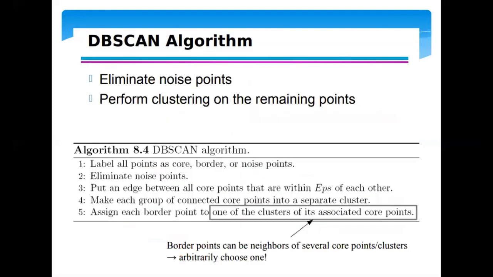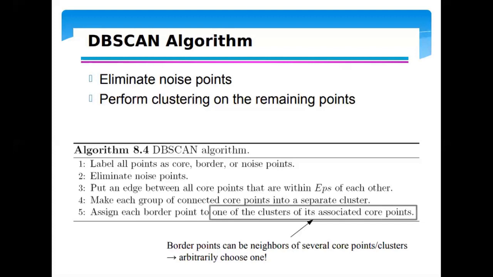Coming to the DBSCAN algorithm, it eliminates noise points and performs clustering on the remaining points. So let us move on to the actual algorithm of DBSCAN. The first step is to label all points as core, border, or noise points. Next, eliminate noise points. Put an edge between all core points that are within EPS, that is the epsilon value or the radius, of each other. Make each group of connected core points into a separate cluster.